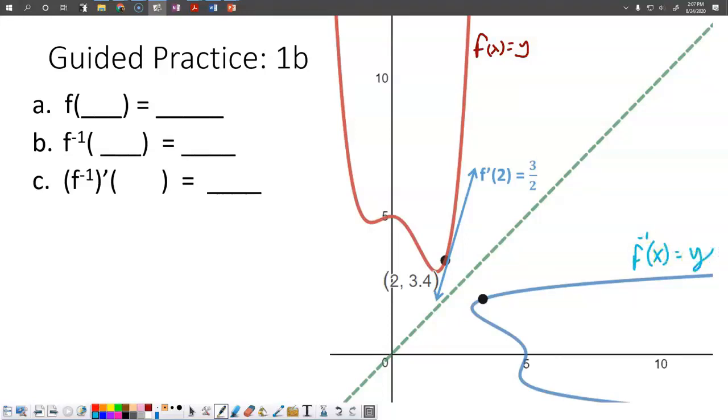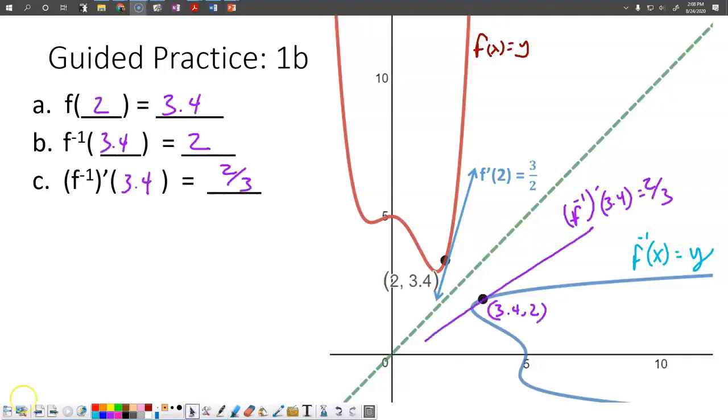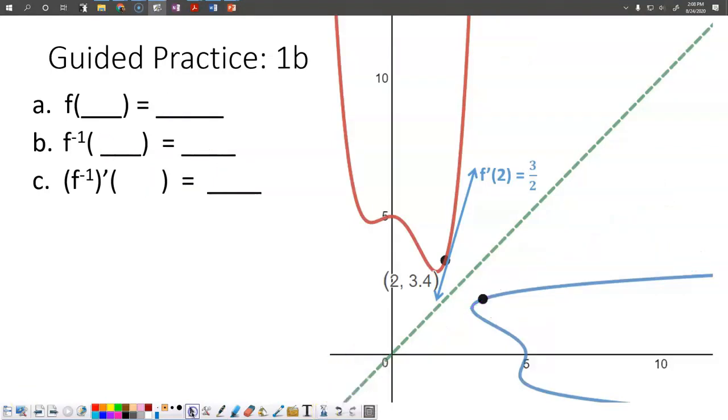Go ahead, and I've given you the point here, 2, 3.4. I've also told you the slope of f at 2 is 3/2. So go ahead and fill in as many of these blanks up here on this guided practice 1B as you can. Pause the video, and when you're done, you'll see the solution. Okay, there you go. Let's go ahead and see what's next.